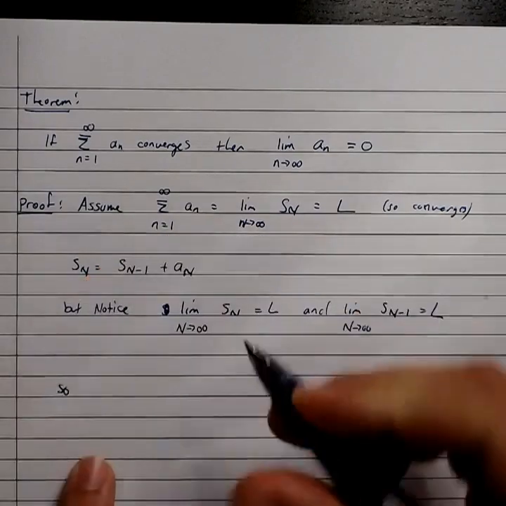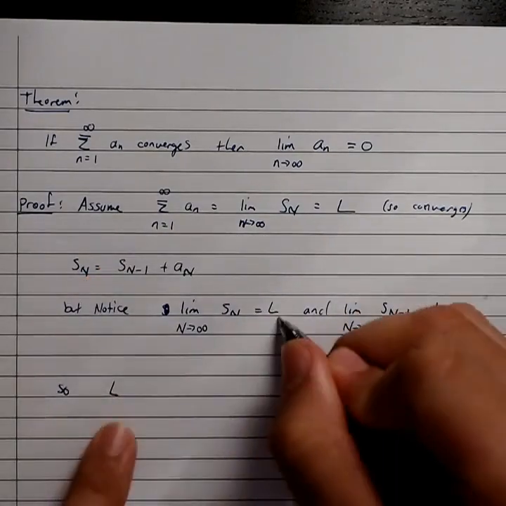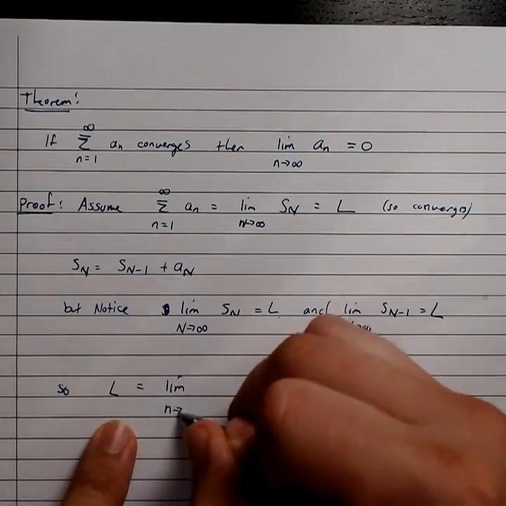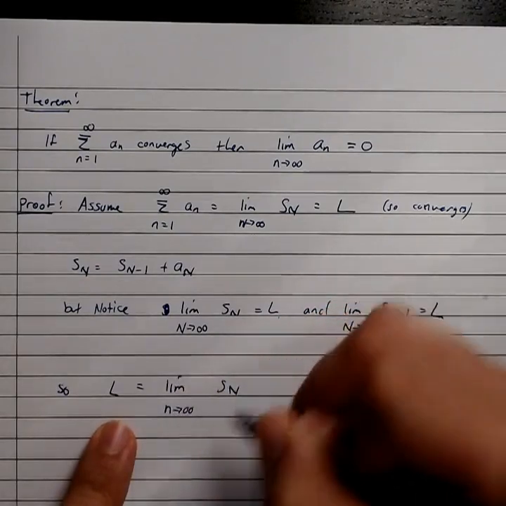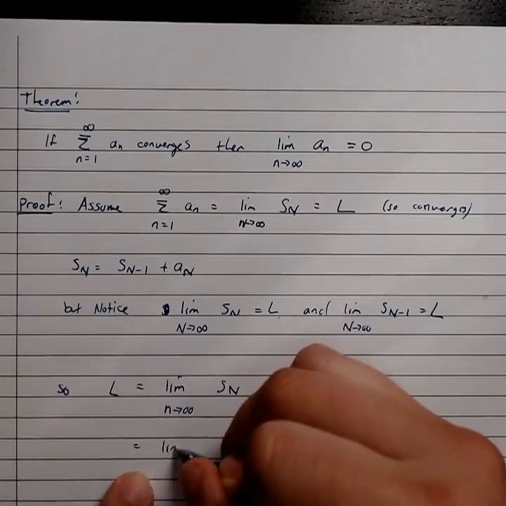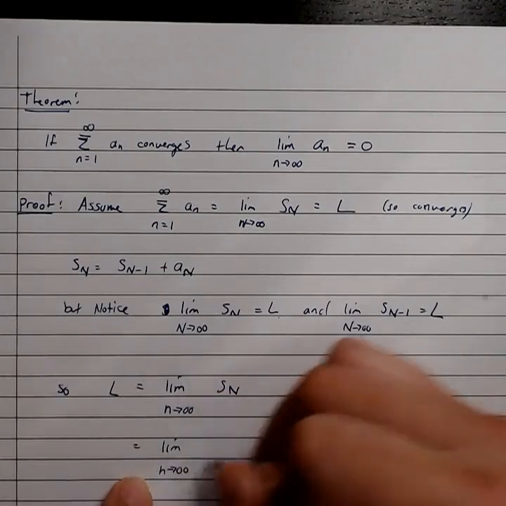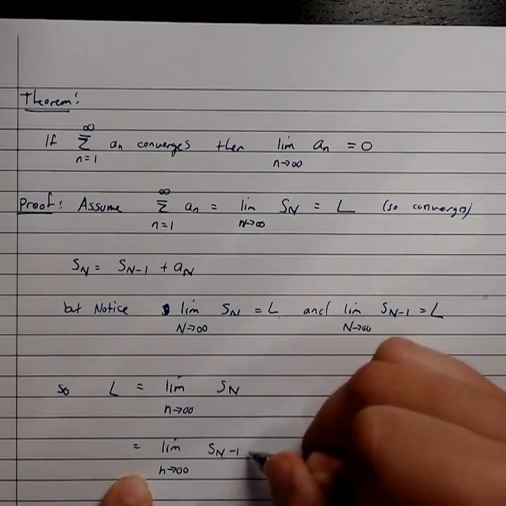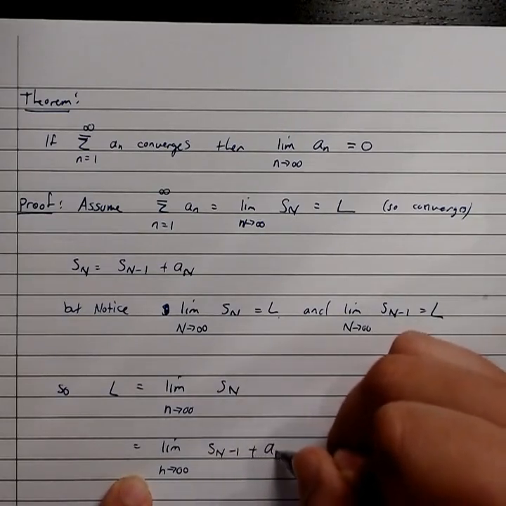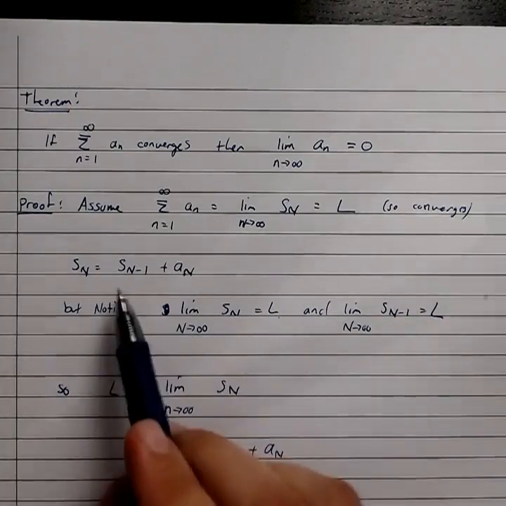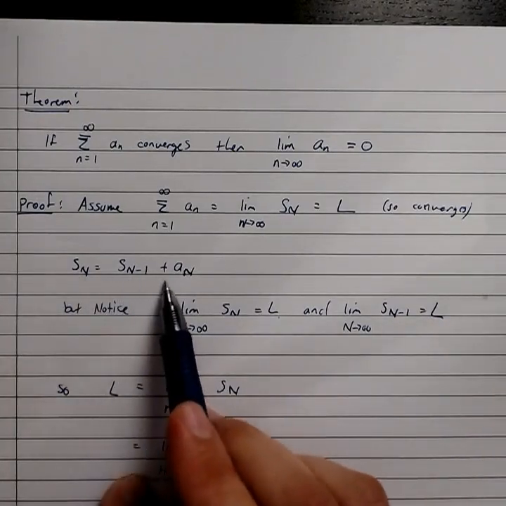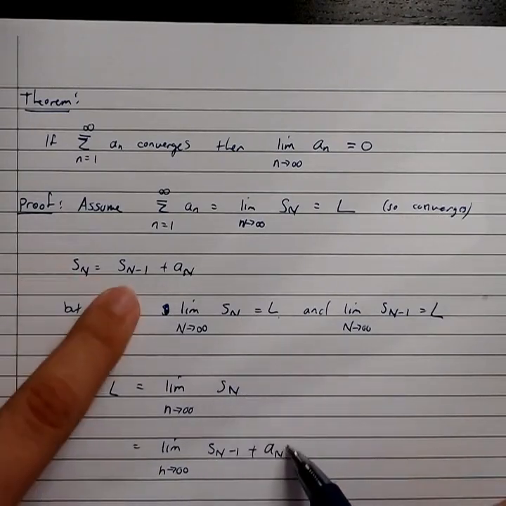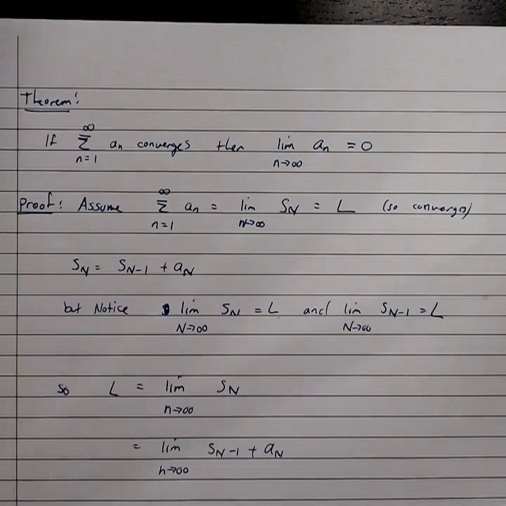So let's follow the train backwards. Here, if L is equal to the limit as n approaches infinity of s sub n, well, then that's the limit as n approaches infinity of s sub n minus 1 plus a sub n. All right, after all, if s sub n is equal to s sub n minus 1 plus a sub n, then the limit of this one must be the same as the limit of this one. Otherwise, they wouldn't be equal.